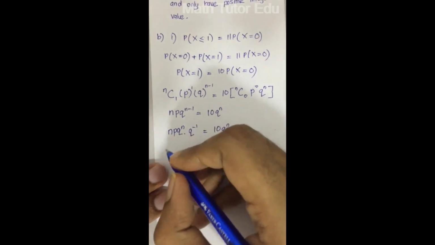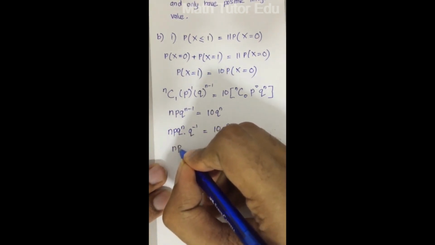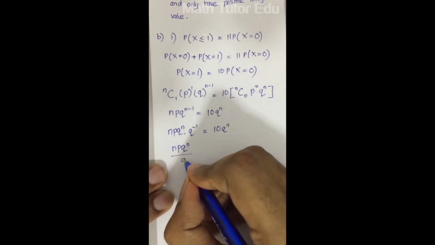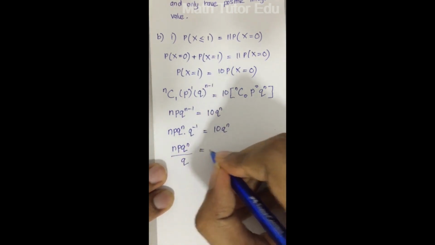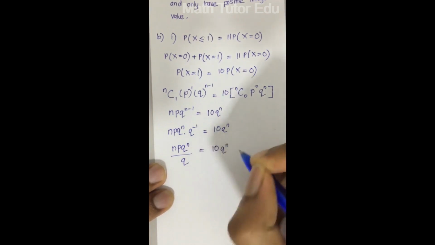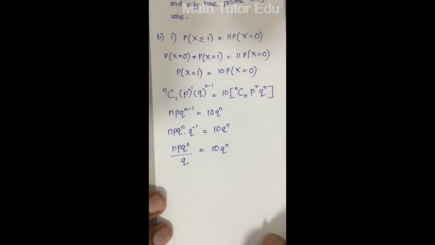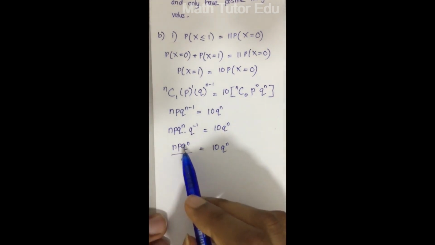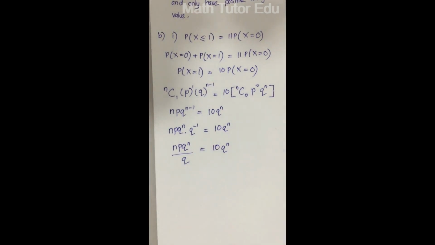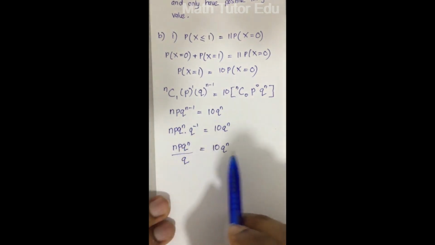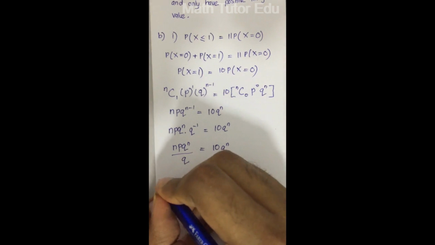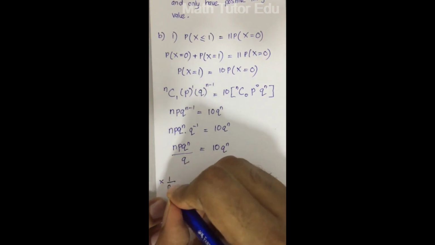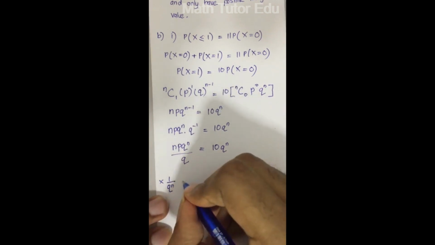Okay, so from here, np q to the power of n, you divide with q equals to 10 q to the power of n. Okay, so far so good. So from here, for the next step, we're going to simplify the q to the power of n on both sides of the equation. So we want to eliminate this. Okay, so from here, times with 1 over q to the power of n on both sides.